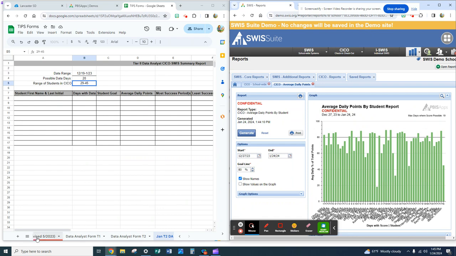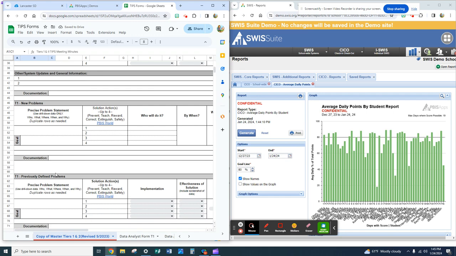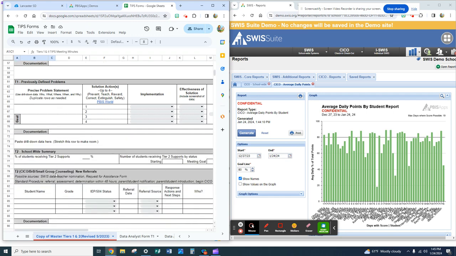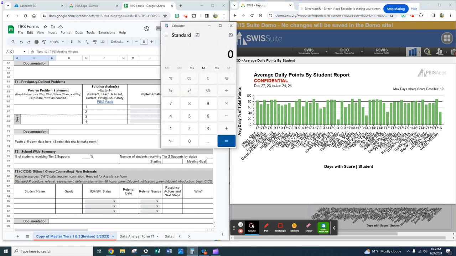first of all, we need to go back to our tips form because we need to fill in that summary. So, percentage of students receiving Tier 2 supports. So we're going to count these students here. I'm not going to sit here and count every student. Let's just say it's 30. So if I have 800 students in my school, I'm going to do 30 divided by 800. So that's 3.75. So I'll round it up to 4%.